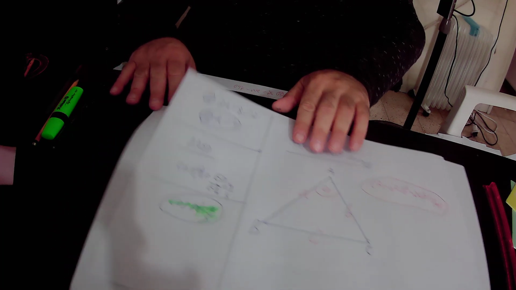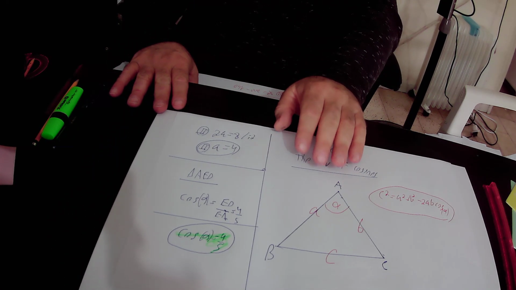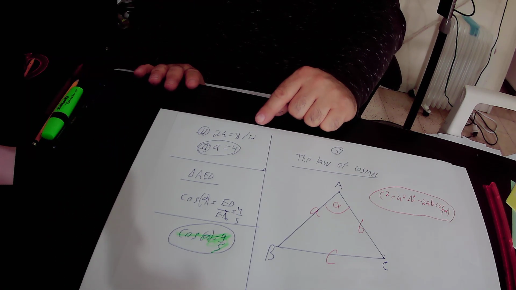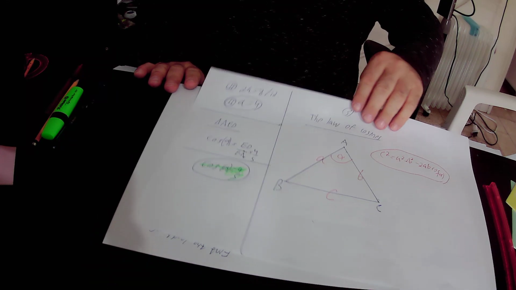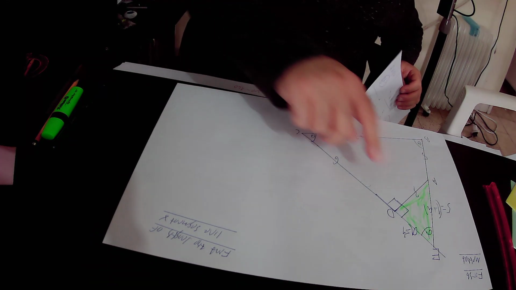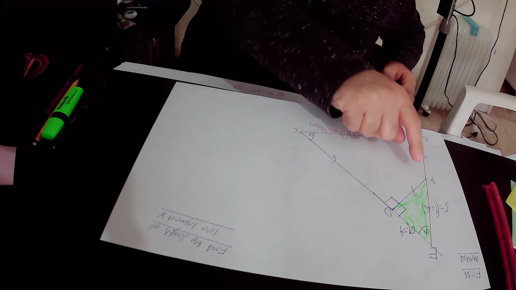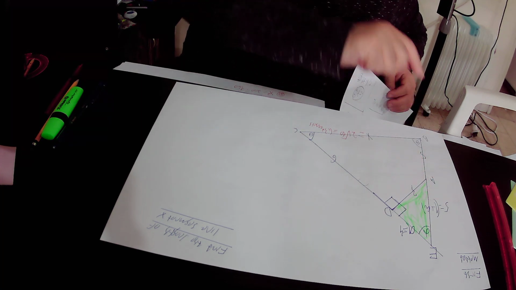2A equals 8. So here we divided equation number 2 by 2, and we got that A equals 8 over 2, that is 4. So A equals 4 units. Therefore A plus 1 will be equal to 5 units.